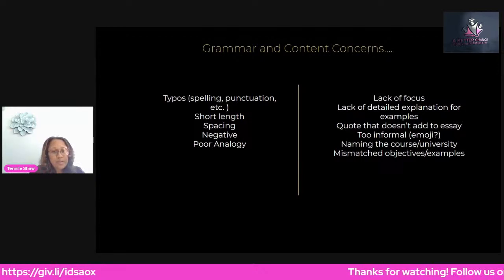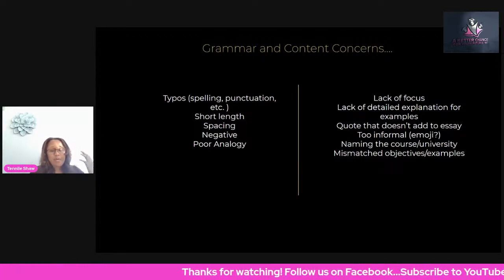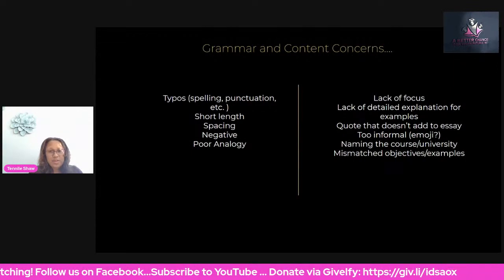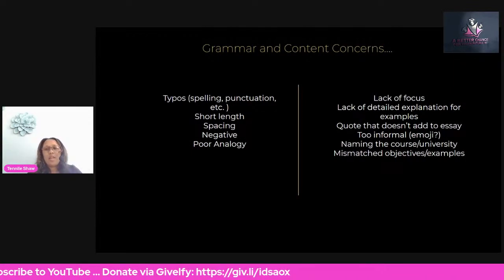If you're going to use a comparison or analogy in your essay, make sure that it matches the point that you're trying to make, and make sure that it proves the point that you're trying to prove, so that it doesn't look like you just dropped it in there for the sake of trying to look smart.